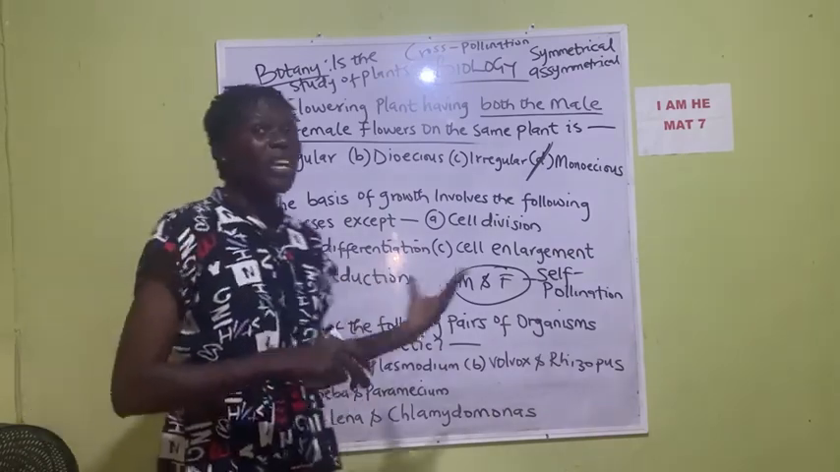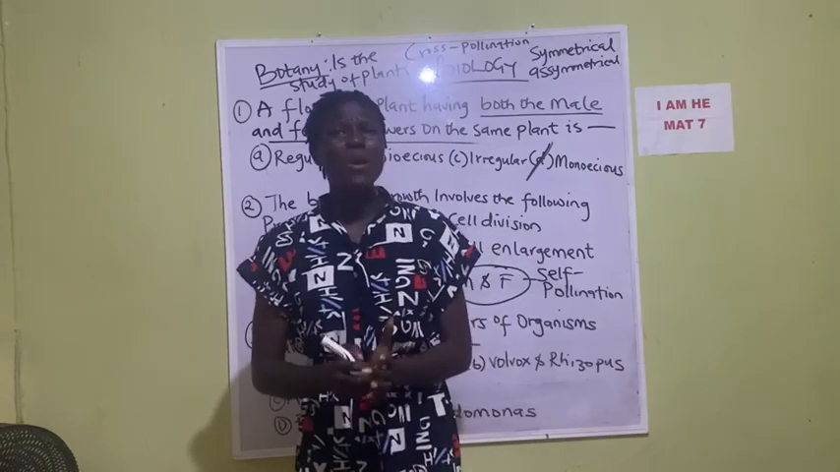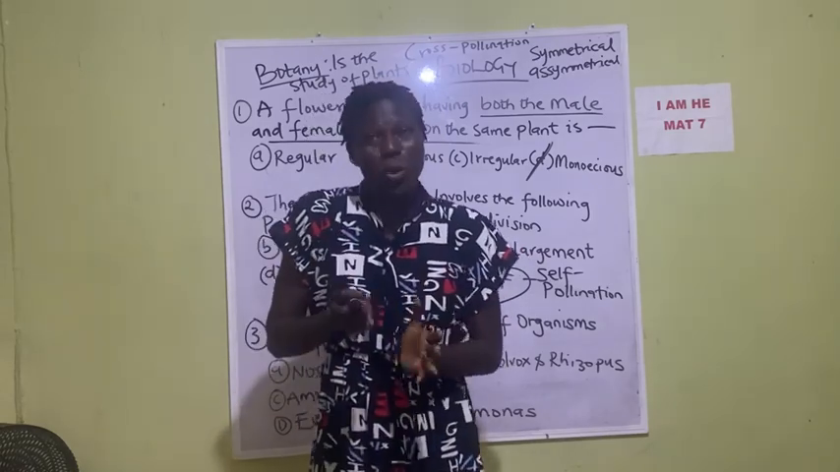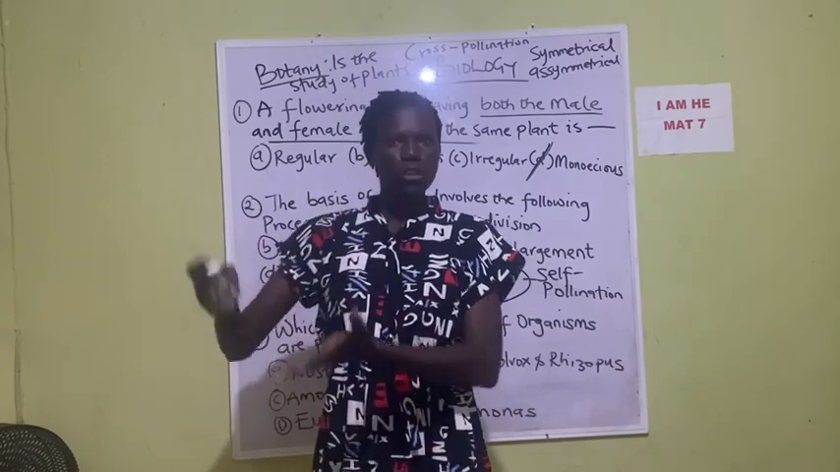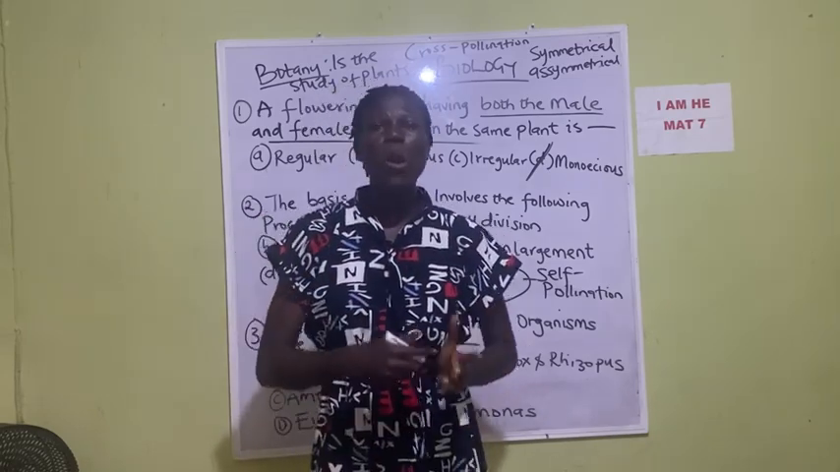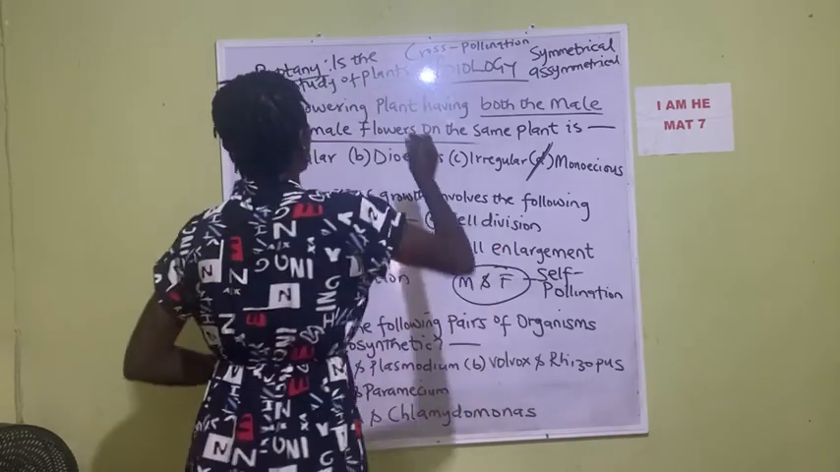Now, B says cell differentiation. What is differentiation? At this point, cells are differentiated to perform specific functions. Now, this will take us to what we call levels of organization. Okay, let me write it down here.